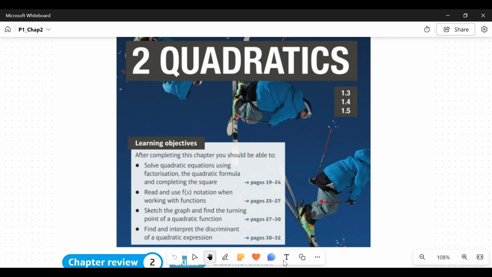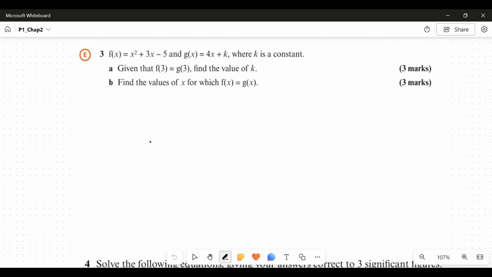Welcome to the second part of chapter review questions on quadratics. This is an exam type question on quadratics, substituting and equating quadratics. We're given two equations, f of x and g of x, and we're told that f of 3 equals g of 3.